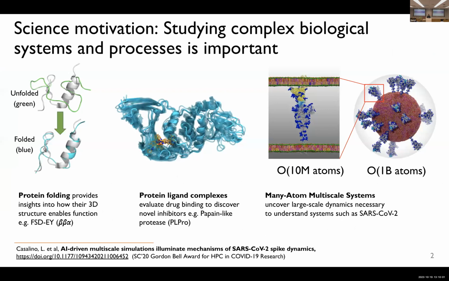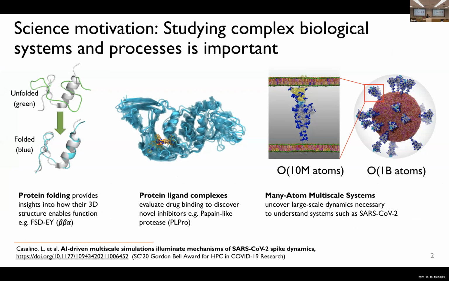Just to start with some science motivation, we're really interested in studying complex biological systems, and these have various multitudes of importance for society. The first one would be protein folding. This essentially determines how an amino acid sequence forms into a three-dimensional structure, and that structure is responsible for all kinds of biological processes in your body and cells.